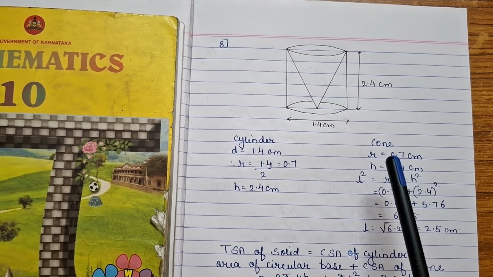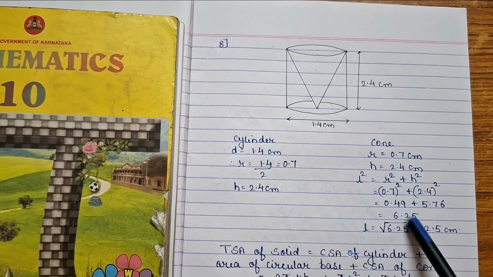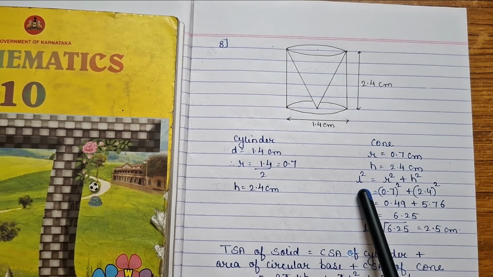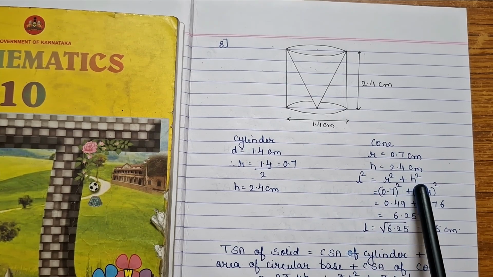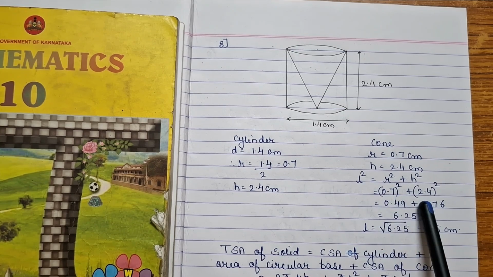Now the dimensions of the cone. Radius is same, that is 0.7 centimeter. Height 2.4 centimeter. Now the height given here is perpendicular height, and to find the lateral surface area of the cone we want slant height, that is L, and we have the formula, that is L square is equal to R square plus H square. So here R is 0.7, H is 2.4, 0.7 square is 0.49, and 2.4 square is 5.76. After adding we get 6.25. So L square is 6.25, and so L is root of 6.25, that is 2.5.